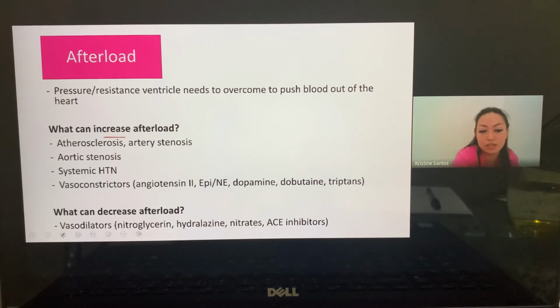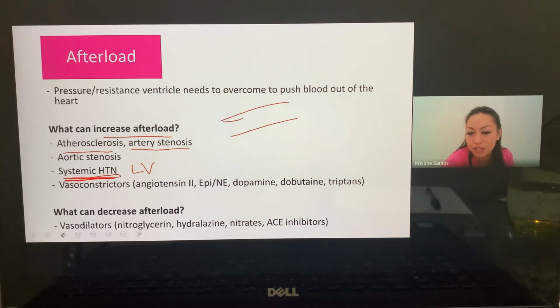So things that can increase your afterload, we already talked about systemic hypertension. And this makes it more difficult for the left ventricle to pump blood out of the heart. Pulmonary hypertension is going to make it difficult for the right ventricle to pump blood out. And other things like atherosclerosis, artery stenosis. So in atherosclerosis, the vessels have these plaques, right? And because of this, look, it narrows the lumen so much. And I told you if the volume is decreased, the pressure is going to increase. So here we have a narrower lumen.